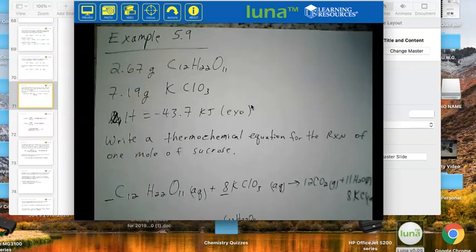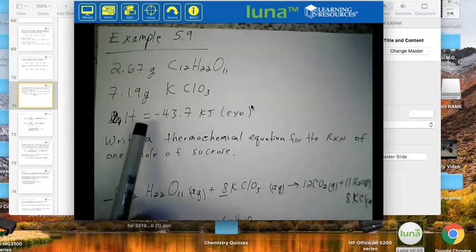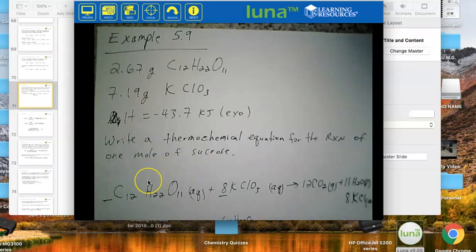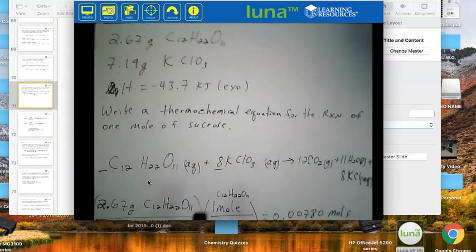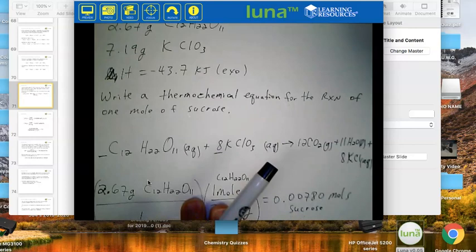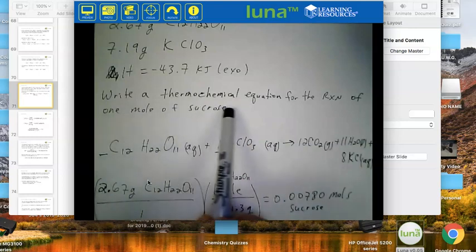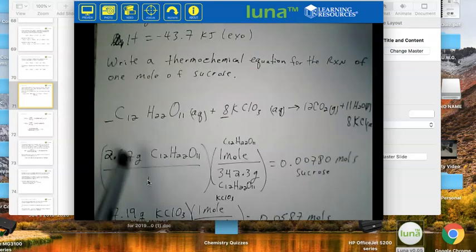the calculation done by hand. Here's our given information. We're given 2.67 grams of sucrose, 7.19 grams of potassium chlorate, and an enthalpy of negative 43.7 kilojoules. It's an exothermic reaction, so it's a negative value, and that's for this reaction that happened. We need to scale it up, but first, this is how much heat was given off. We're writing a thermochemical equation for a reaction with 1 mole of sucrose.